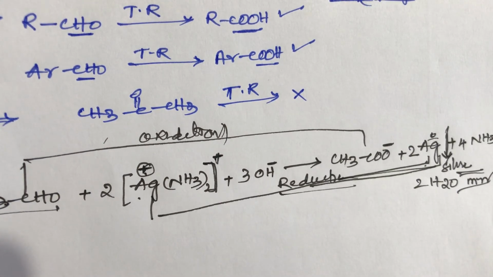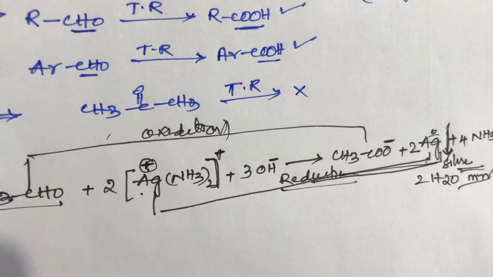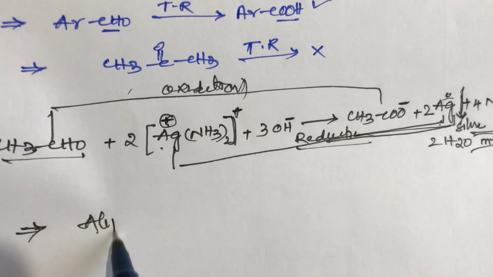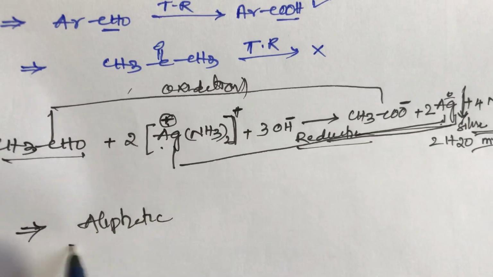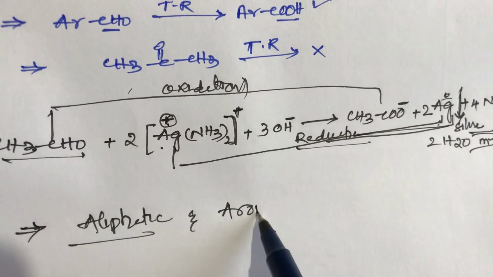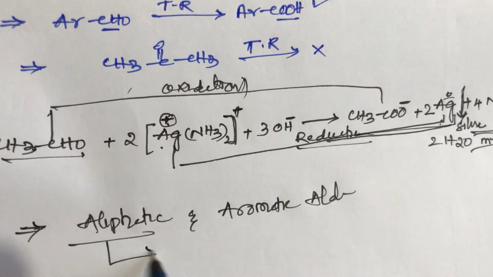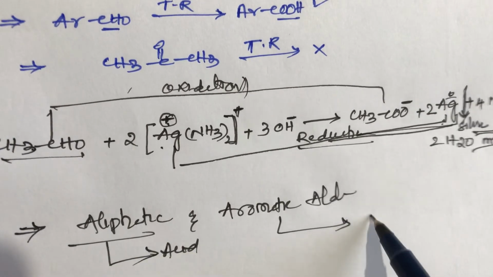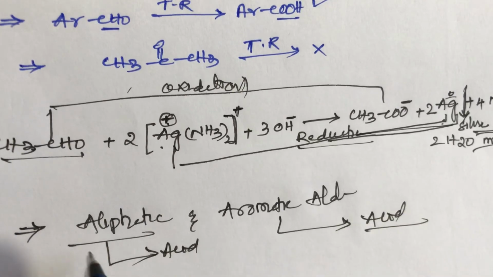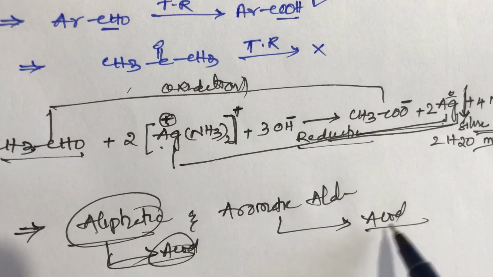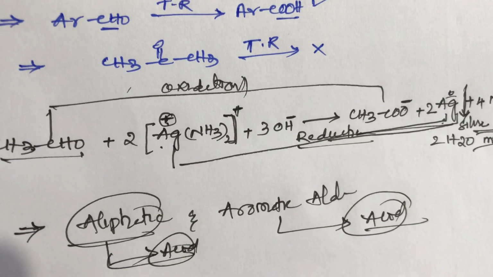And one more thing, student, the Tollens reagent oxidizes only aliphatic aldehydes and aromatic aldehydes. Aliphatic aldehyde is converted to acid, and aromatic aldehyde is converted to acid. This is very, very important, student.